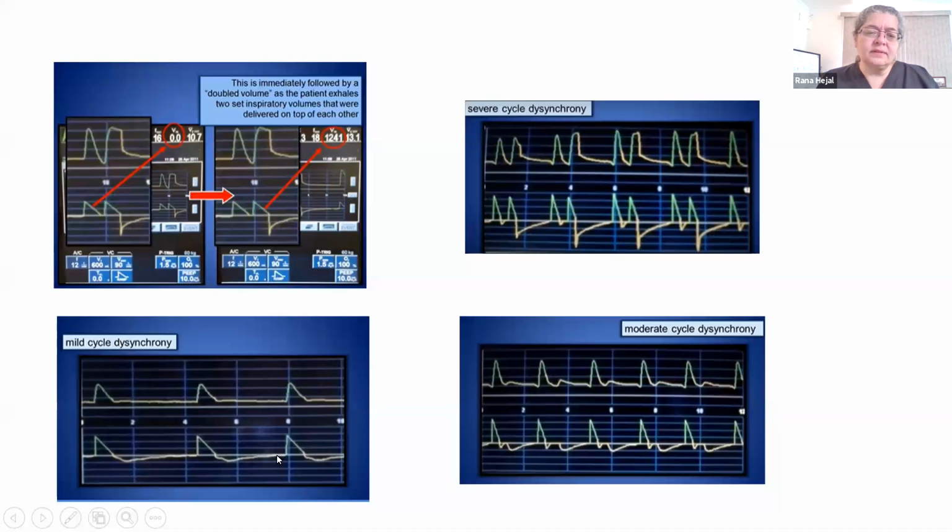And the breath is ending without any excess flow inside, so I cannot blame this on autopeep. But I guess I should start thinking about it more as dysynchrony and do something about it. These are harder to identify. These are the ones that we identify very commonly.